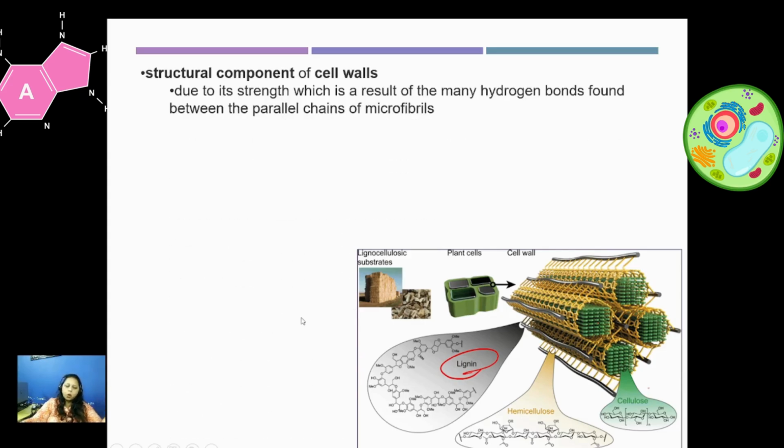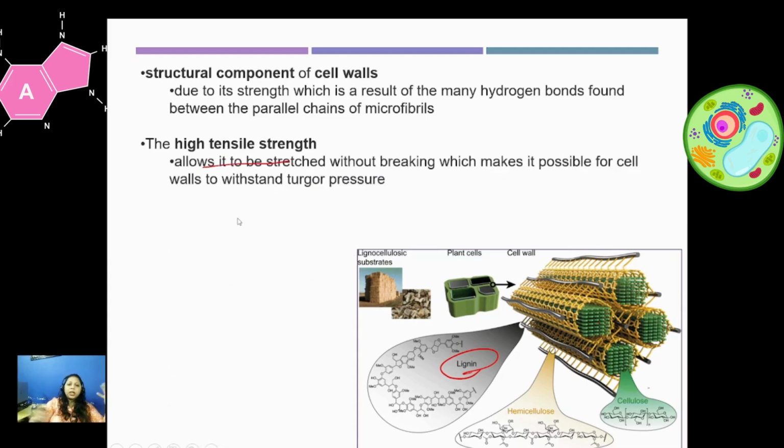Due to hydrogen bonds, the strength is so much that it can serve its purpose. The high tensile strength allows it to be stretched without breaking, which makes it possible for the cell wall to withstand the turgor pressure. So what is turgor pressure? Whenever the vacuole has more water, it expands, but the cell wall doesn't allow it to expand beyond the limit, so though it becomes turgid, it won't explode.